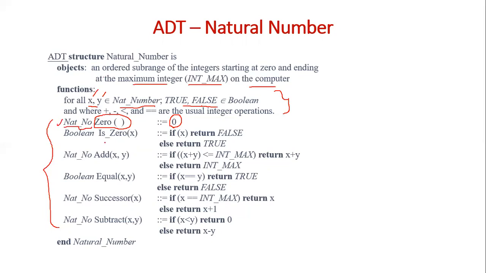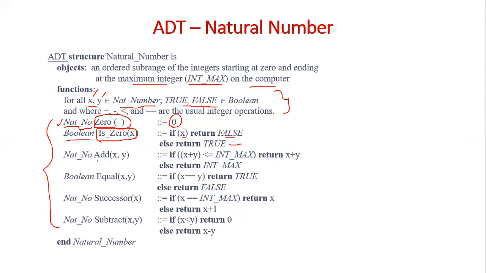There is another function, is_zero of x. This returns a Boolean value. This function will check whether x is 0 or not. If x is not 0, then it will return false. If you say just "if x", it means that x is a positive number. So if x is true, it will return false because it is not 0, else it will return true because it is 0. So it is used to check whether x is 0 or not.